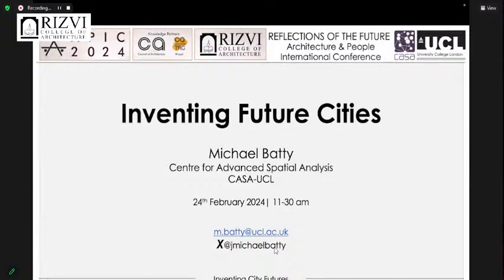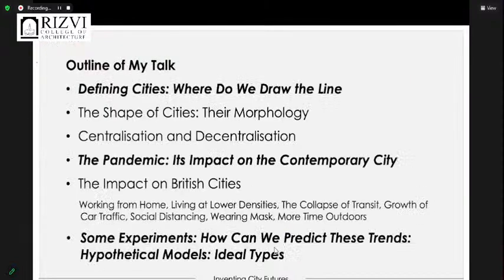So I've called the talk Inventing Future Cities, and what I'm going to talk about is a number of different topics. I'm going to begin by defining cities. These are the list of things I'm going to talk about in the next 20 minutes. I want to talk about defining cities. Where do we draw the boundary? Where do we draw the line?